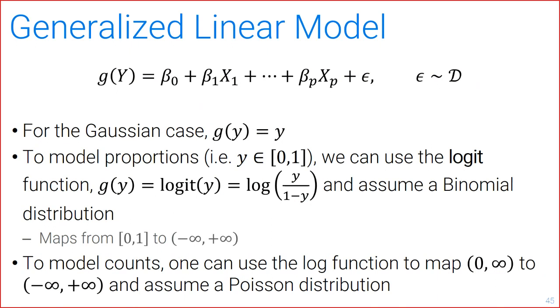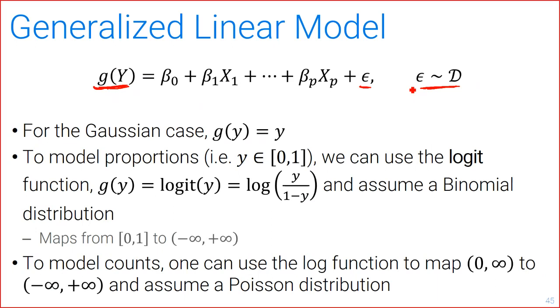So the generalized linear model looks like this. There is again the link function that transforms the response. And now we're going to see that the residuals follow a certain distribution D. It's not going to be Gaussian, but it's going to be something else. And it turns out that for the Gaussian case, what we have is just the identity. So the transformation of the response is just the response itself. And the residuals follow a Gaussian. That's it. We have a linear model.